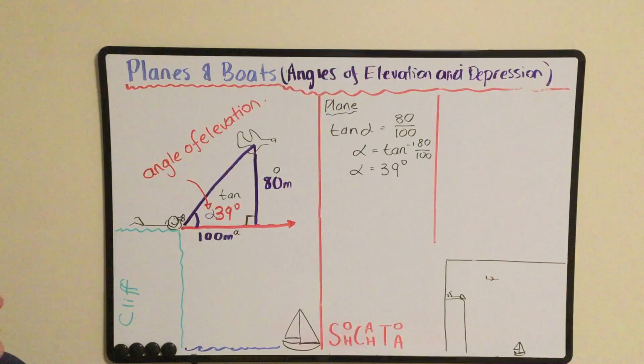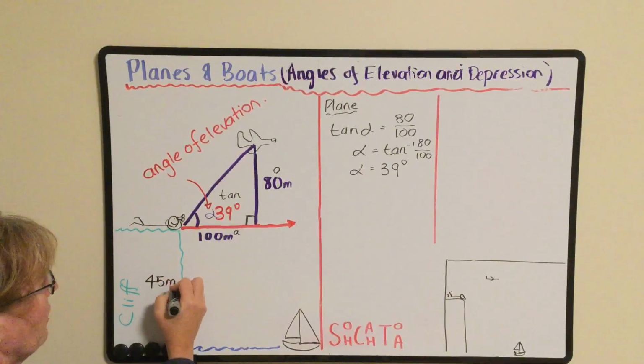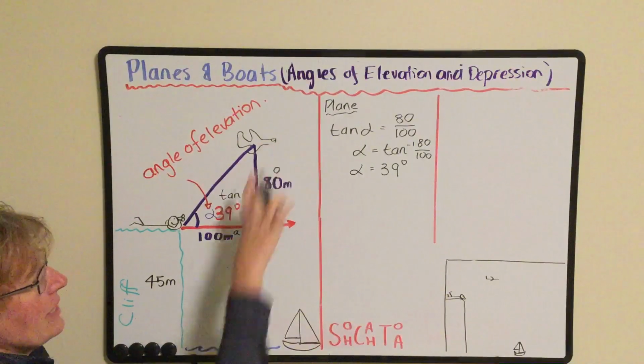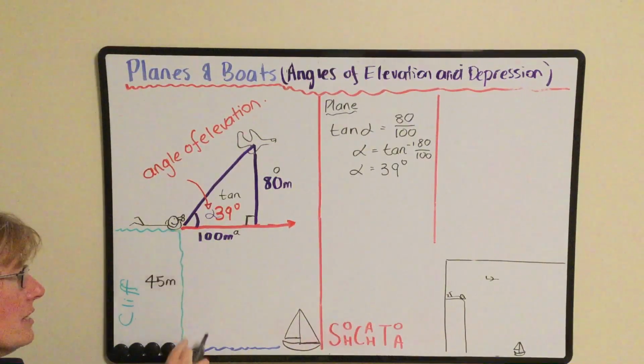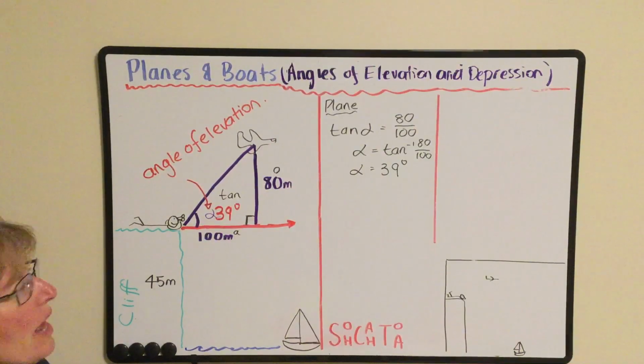Great, we found the angle of elevation. Now I'm going to tell you some information that this person knows about the boat. They know that they're on a cliff which is 45 metres high. Now I've just realised that my scale is terrible here. I've said that this is 80 metres and now I'm saying this that looks a lot longer is 45 metres. So I apologise for that, but it's not going to make any difference to our answer.